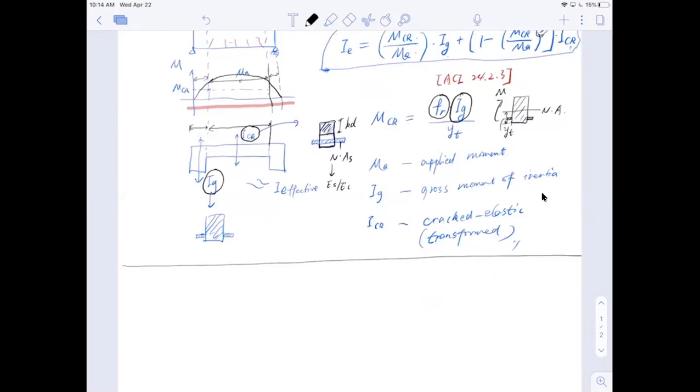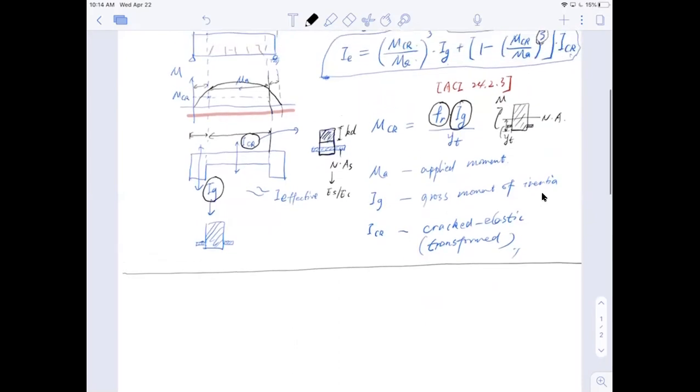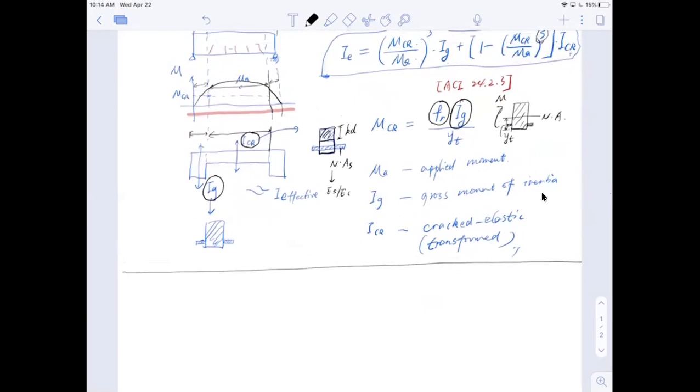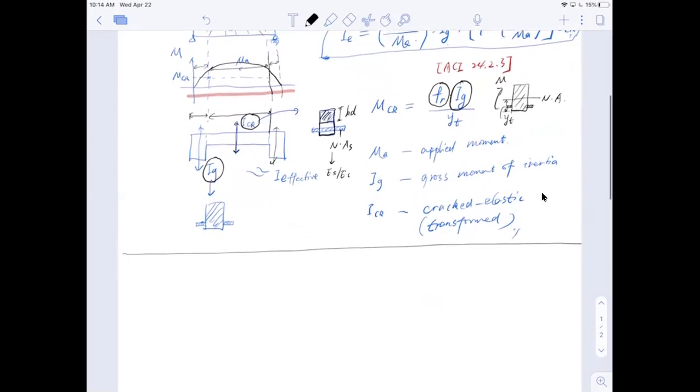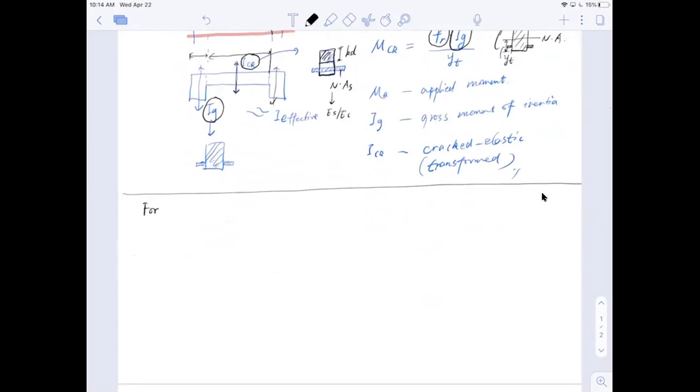But how do we take into account other things? This IE right now is actually just for one section, with ICR and IG. What if I had a different shape? For a continuous beam, IE can be different for positive moment and for negative moment.